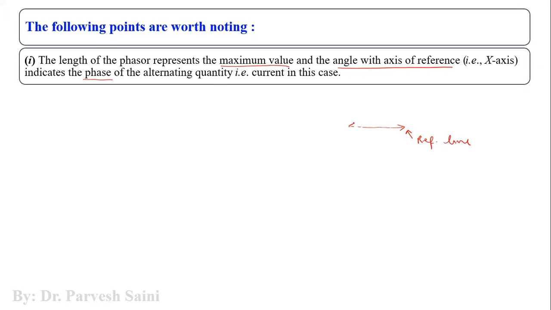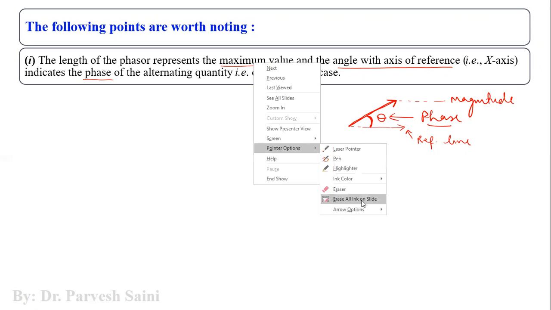With respect to this reference, if your phasor is positioned here, if it is lying here in space, and the angle with reference line is theta, okay, so the length of this would represent the magnitude, and this would represent the phase of the alternating quantity. So this is what we were discussing, right?